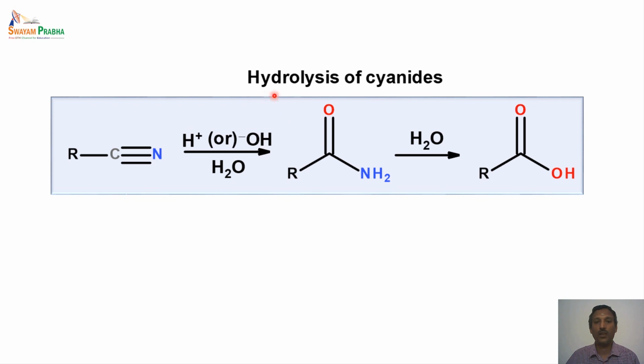And the next one is hydrolysis of cyanides. So here a cyanide is treated with either acid or base conditions to produce an amide, which is an intermediate in this reaction. Generally this amide is not isolated, which on further hydrolysis provides the carboxylic acid.